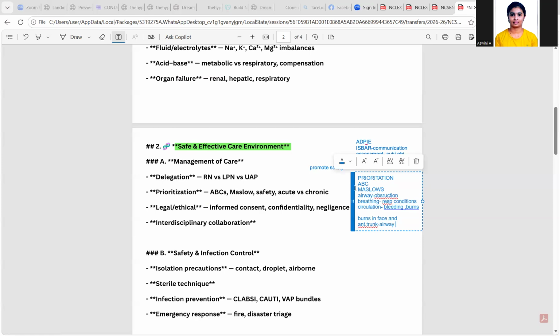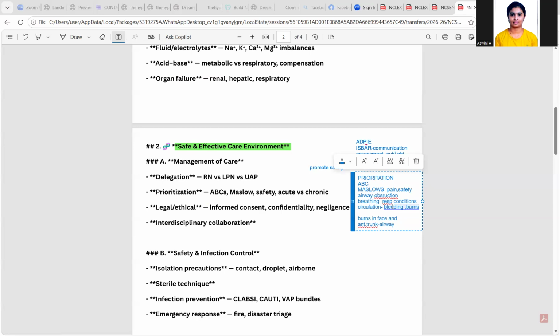Maslow's hierarchy means physiological adaptation, mainly the physiological needs. For example, if the ABC is intact, then pain and safety will come under the highest need. That means if the client has no issues with airway, breathing, or circulation, and the scenario is about a patient who has pain, which will be the highest priority? Pain is the highest priority.